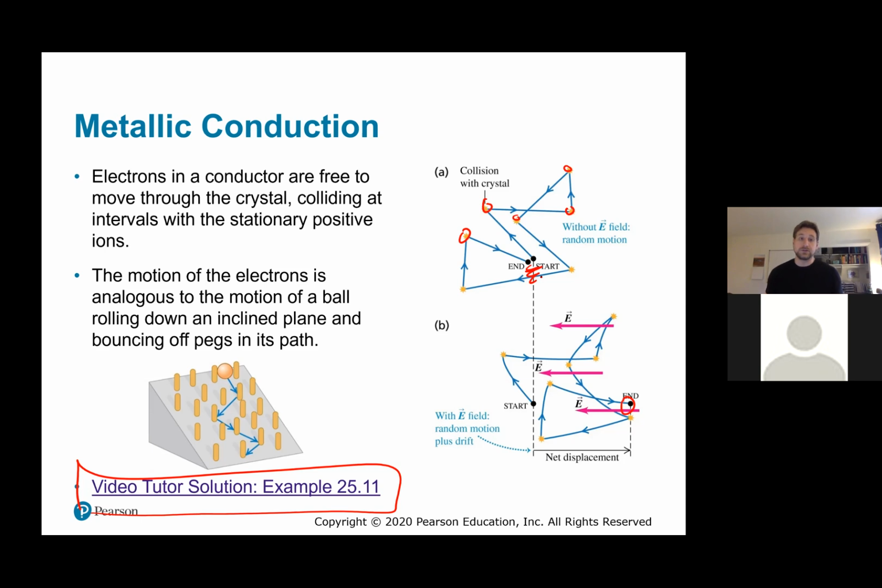This is a model for the reason that we only talk about a drift. We're not actually talking about the actual speed of the electron. We're talking about the overall motion opposite the electric field as a net result of many collisions with atoms in the crystal.